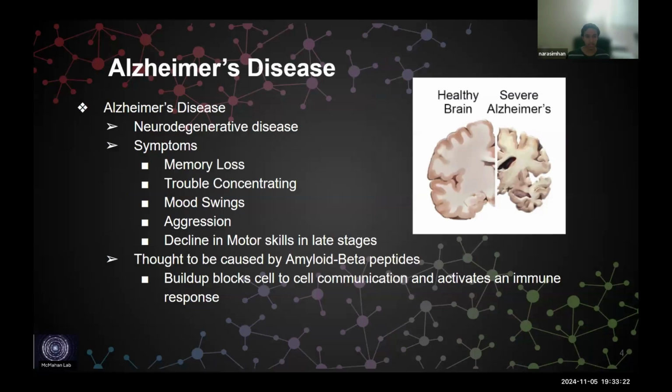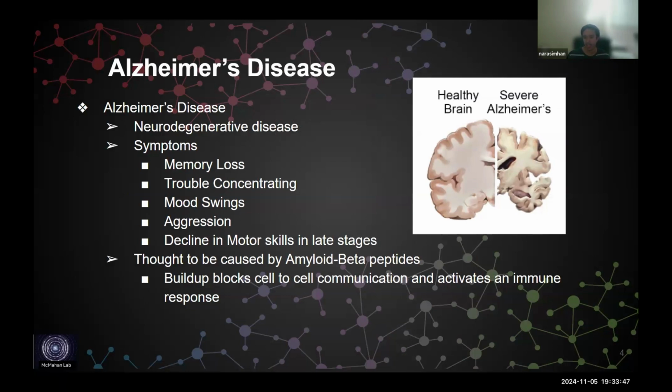Okay, so given our previous work on generating molecules, we would now like to focus on generating molecules to target diseases, specifically Alzheimer's. Alzheimer's is a neurodegenerative disease in which a person may face symptoms such as memory loss, concentration issues, mood swings, aggression, and a general decline in motor skills at late stages.